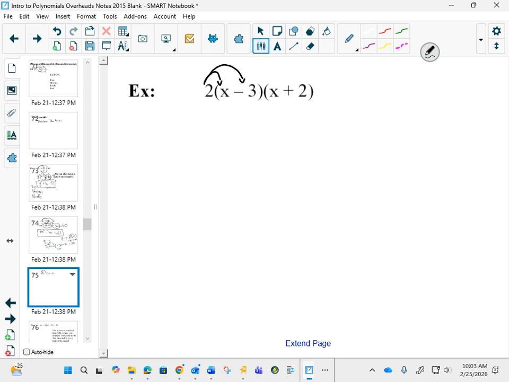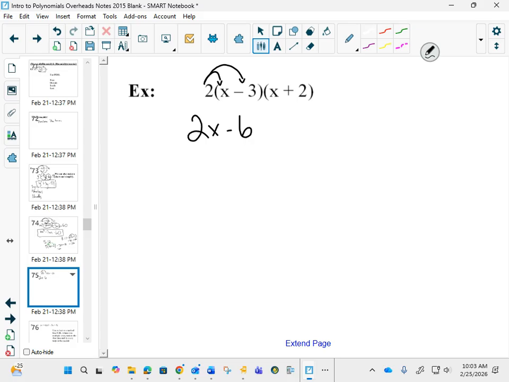So distributing, does this look like yesterday's stuff? Yes. A monomial, which is just one term, times a binomial. So 2 times x is 2x, and 2 times negative 3 is negative 6. You guys really are getting good.